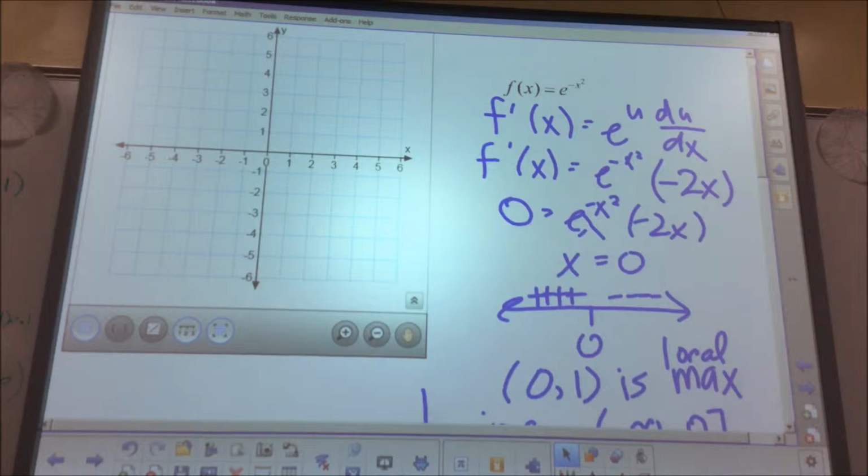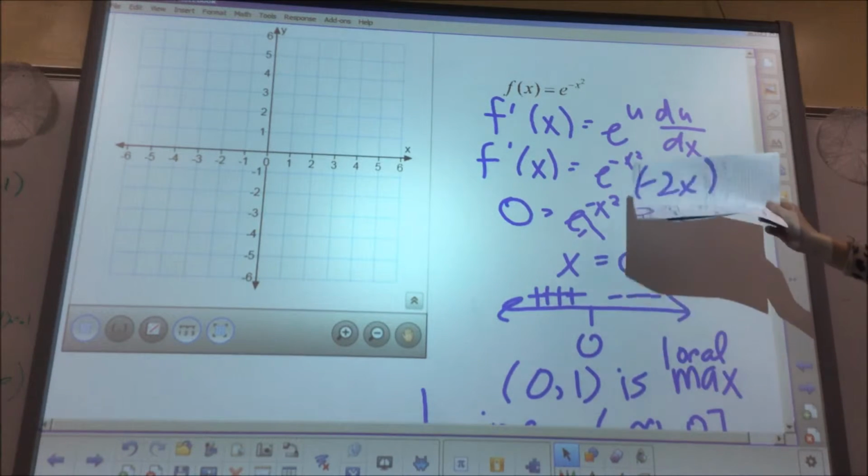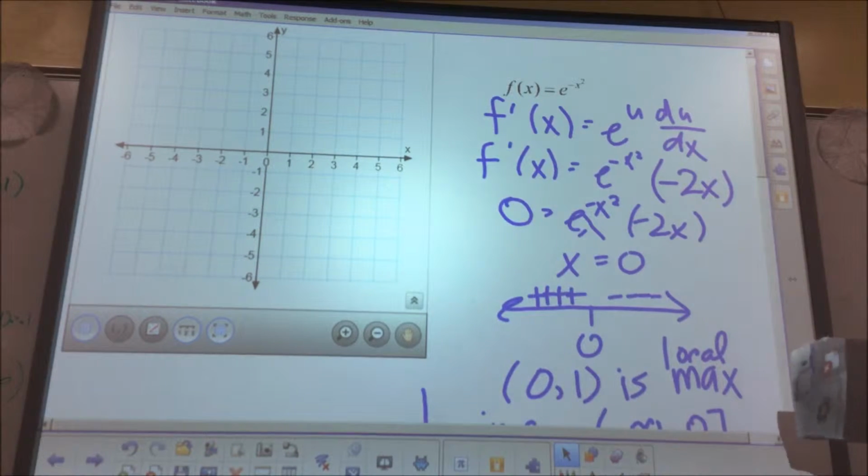So when I was doing this problem for my own self, I put a big x through the e to the negative x squared when I did the sign analysis. Why did I ignore that piece of our derivative? Because it doesn't exist when it equals 0. Pardon me? E to any power of x does not equal 0. Correct. So that's not going to give us a local extrema.